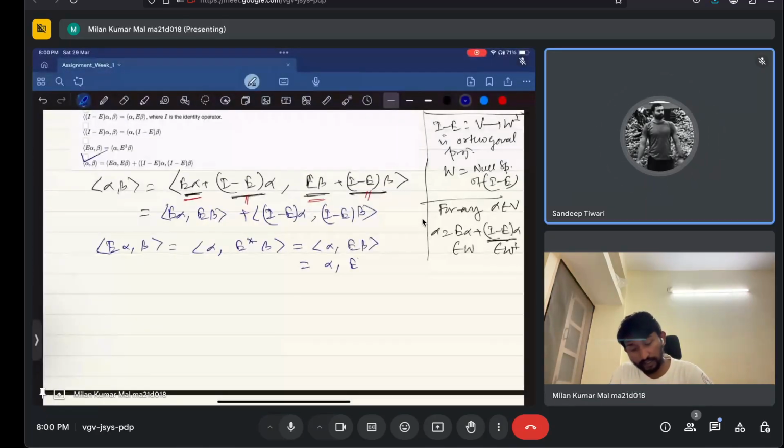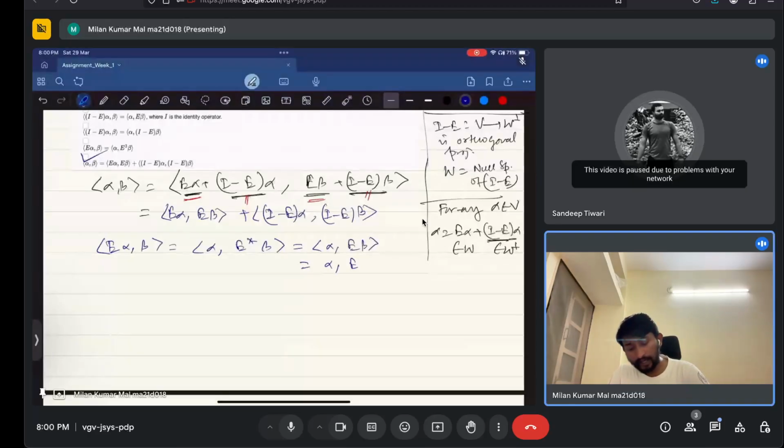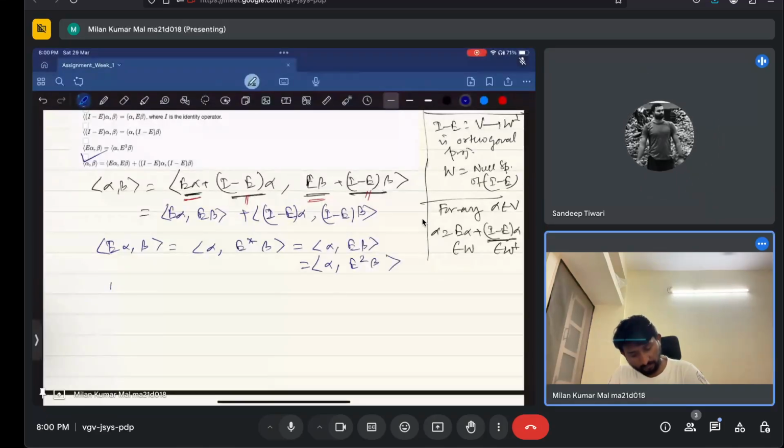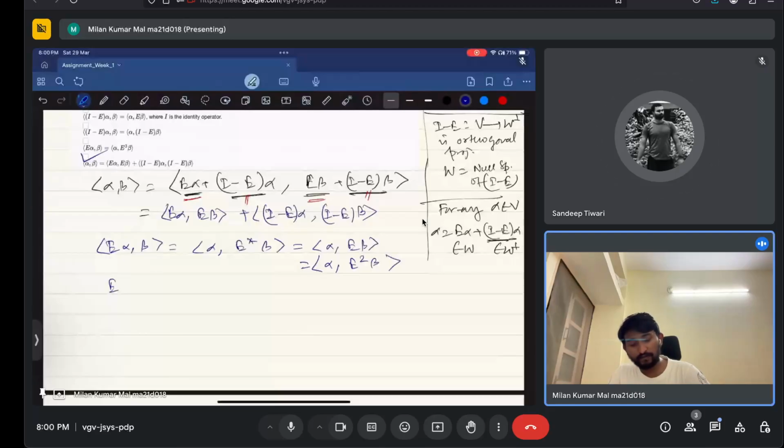E square beta, but E cube beta, can I multiply? E square is equal to E. So E cube beta. Again multiply E, E cube equals E. E to the power n equals E for all n. That's true. So let's write it as E cube beta. Therefore, this option is correct.